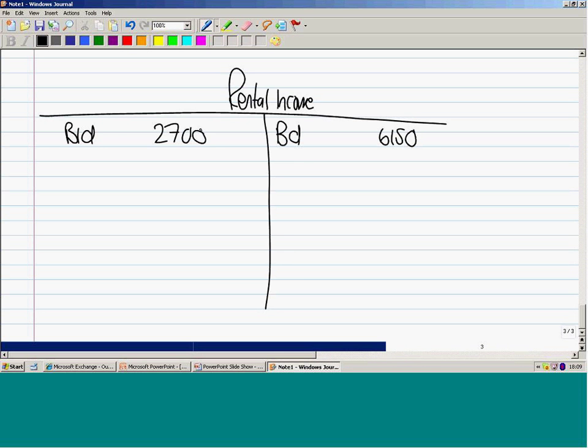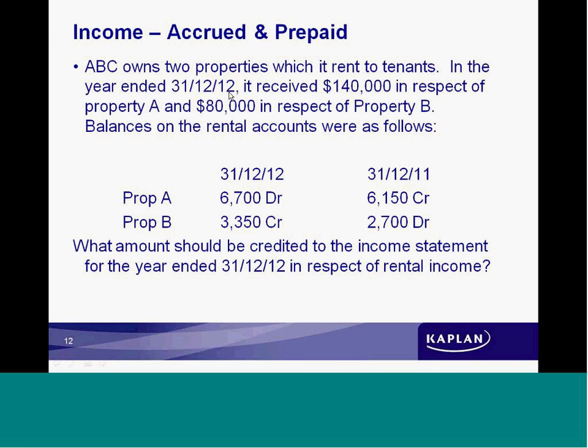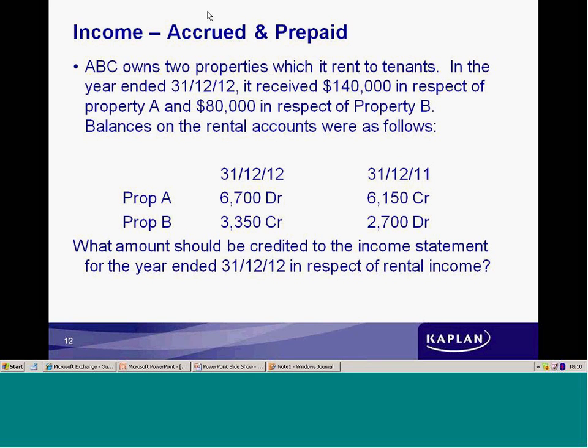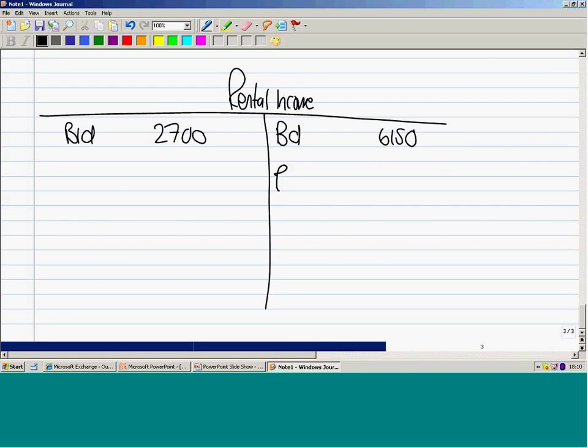Then it tells us that we received some cash during the year. So we received 140,000 for property A, we received 80,000 for property B. So all we do is record that. Remember, we're looking at income, so we're going to be crediting the income account and effectively debiting the bank. So all I'm going to do here is in my little T account, obviously we've got bank of 140,000, and we've got bank again, which is the 80,000.